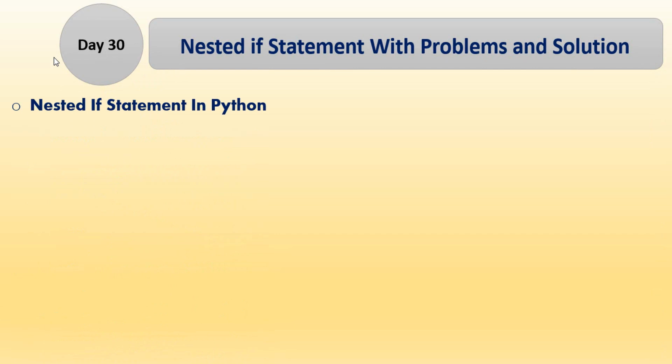So first of all, in the first video, I will explain what a nested if statement means. In a nested if statement, we use multiple conditions. For example, you provide a condition, and if this condition is true, after that condition, in the nested if statement in Python, we use multiple conditions.